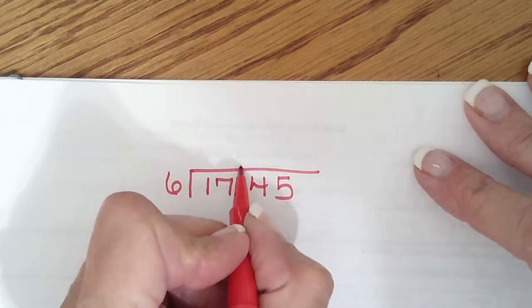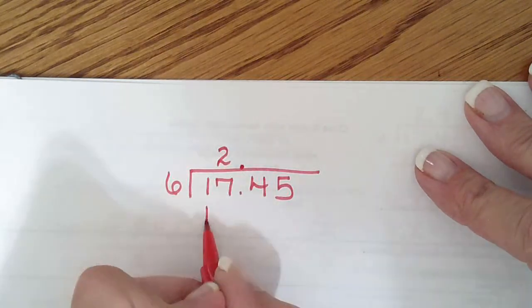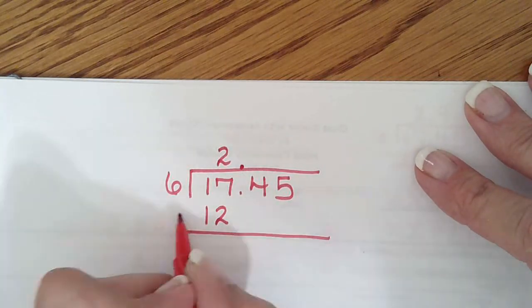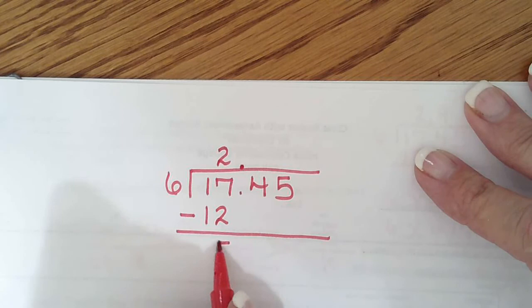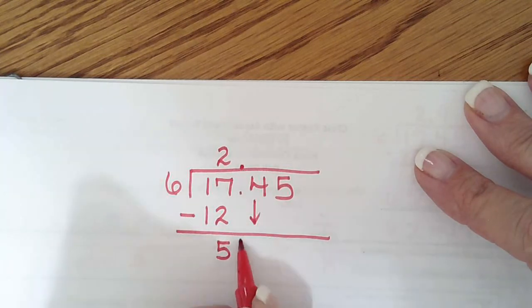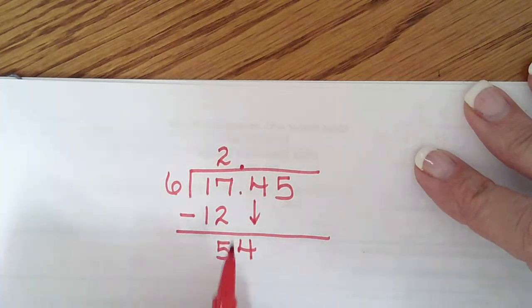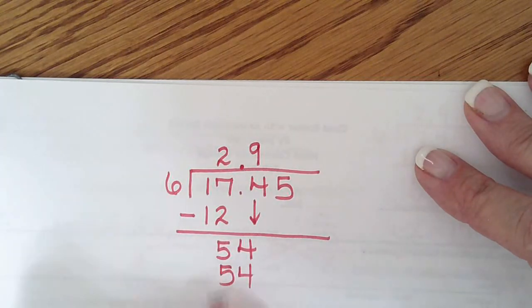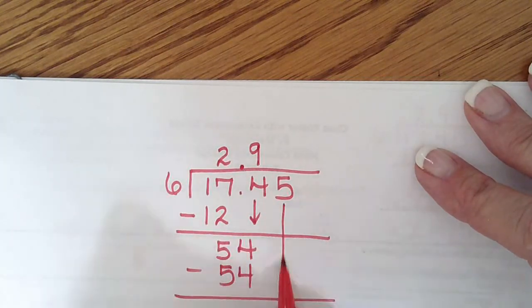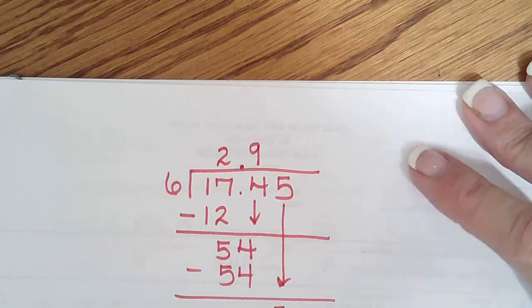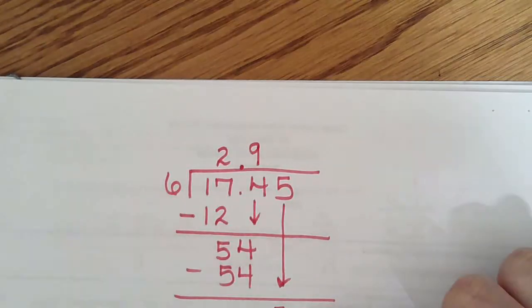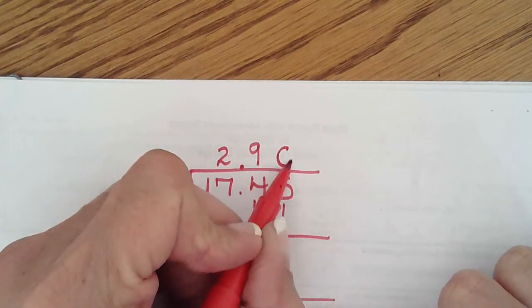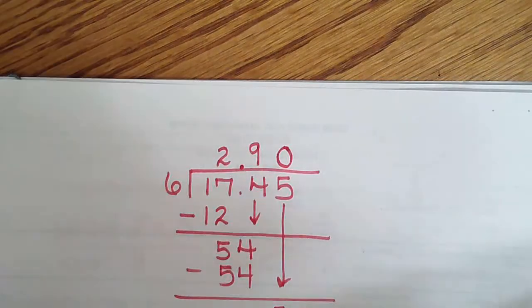So decimal straight up. 6 times 2 is 12. Subtract. 7 minus 2 is 5. Bring down the 4. And then we said 9 times 6 is 54. Subtract, that's 0. So we bring down the 5. And 6 does not go into 5. So we put a 0 here. So here's the problem.